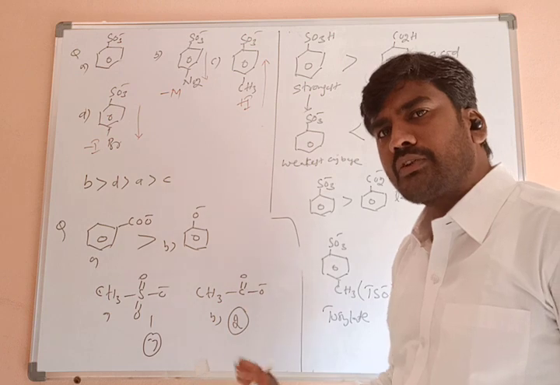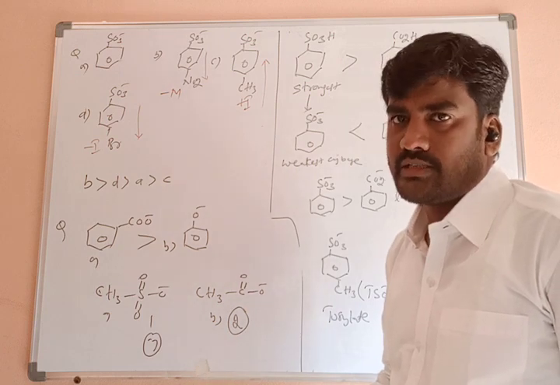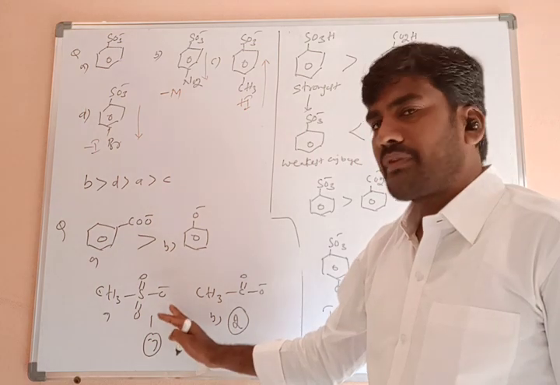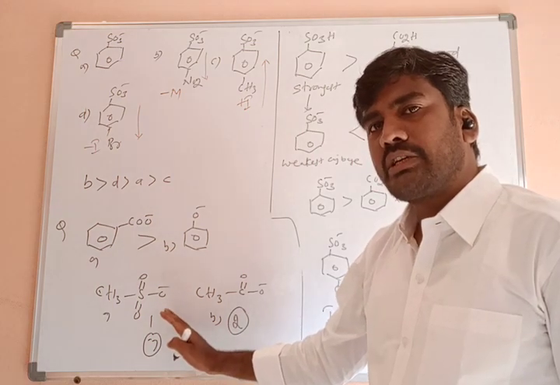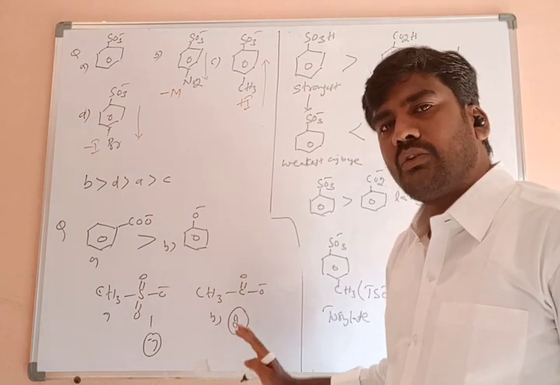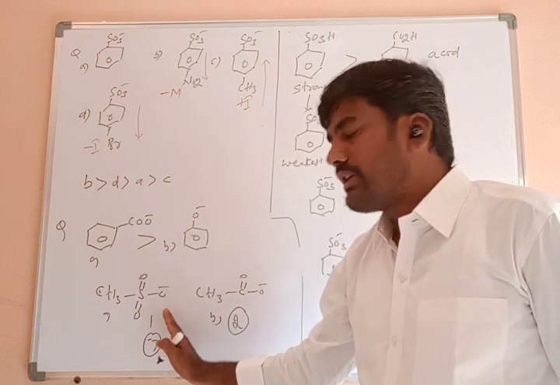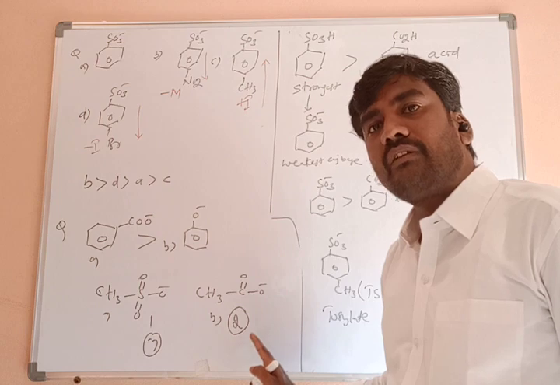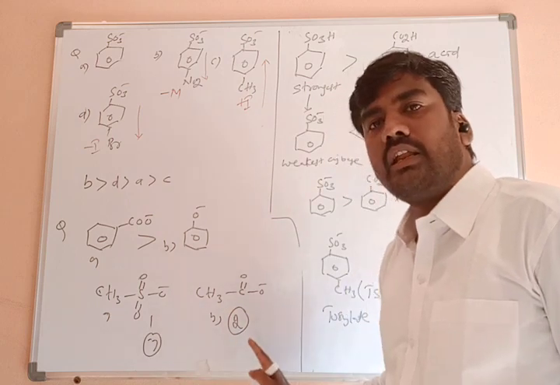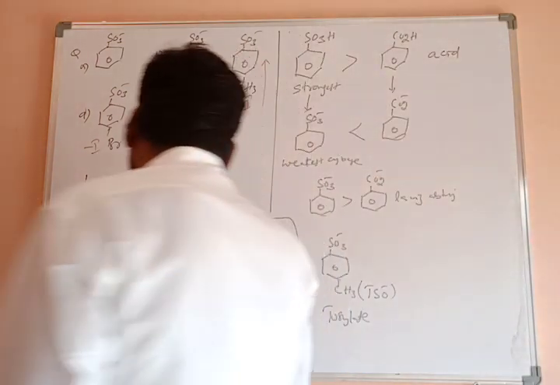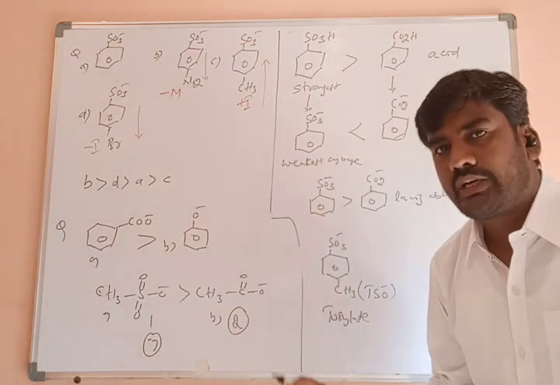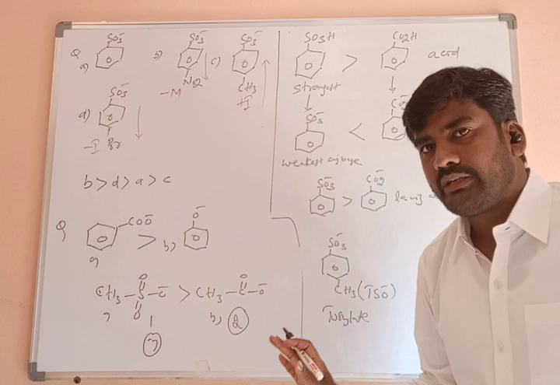We can compare the stability of anions using resonating structures, and one more thing, we can compare acidic and basic strength. The methyl sulfonate anion comes from the stronger acid, so it is the weakest base and a good leaving group. Acetate also comes from an acid, but compared to sulfonic acid it is a weaker acid, so it is the stronger base and a weaker leaving group. So the methyl sulfonate anion is a good leaving group. Understand? Clear?